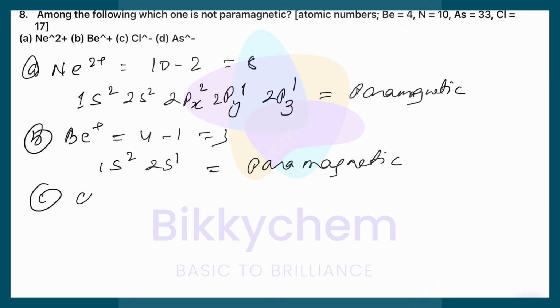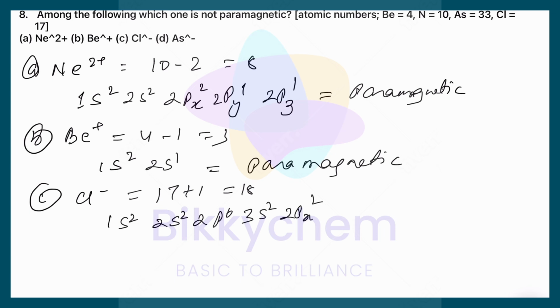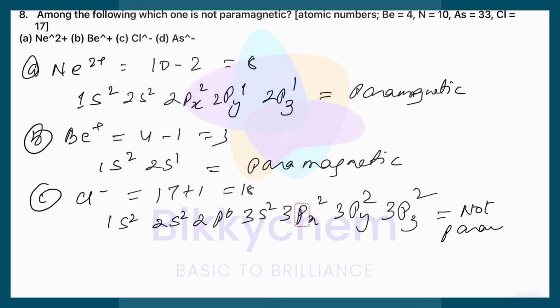C is Cl minus. 17 plus 1, which is 18. 1s2, 2s2, 2p6, 3s2, 3px2, 3py2, 3pz2. So this is not paramagnetic.